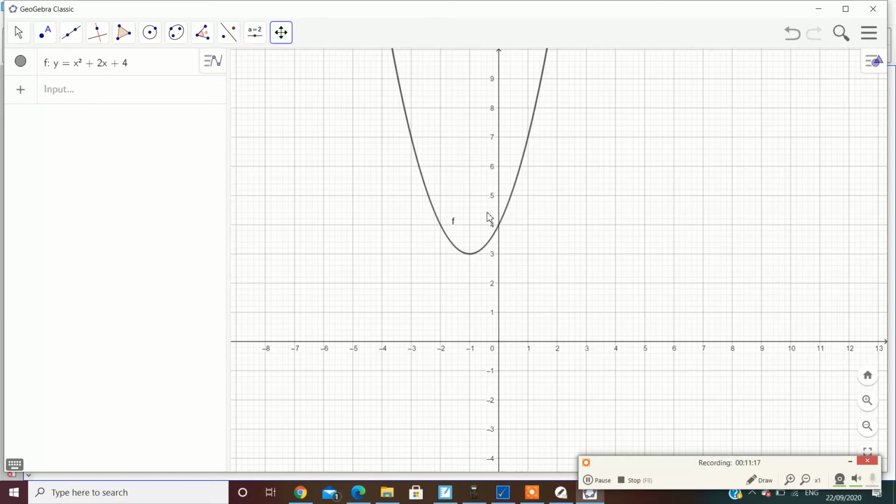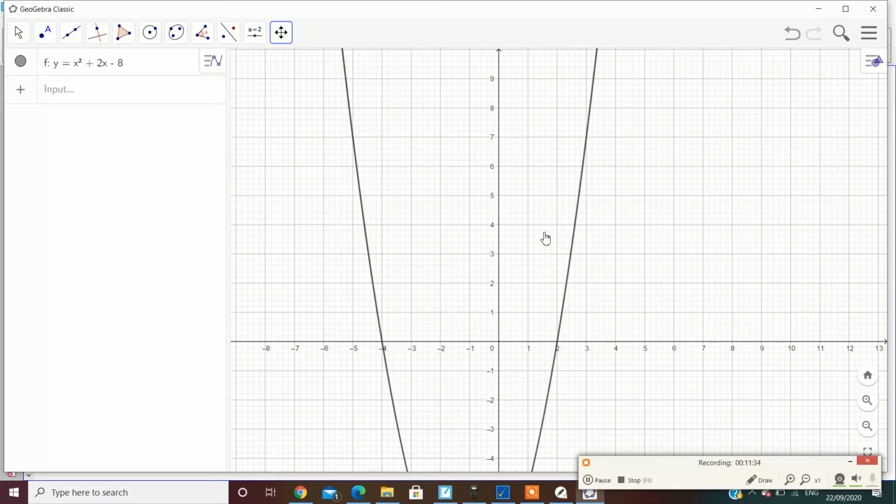See if I cross at 0, 4 now? Stays the same shape. Now what happens if I do it minus 8, like it does in the question? What happens when I put a minus 8 in? It'll go through minus 8, so it drops significantly. Would you see that? Everybody cool with that?